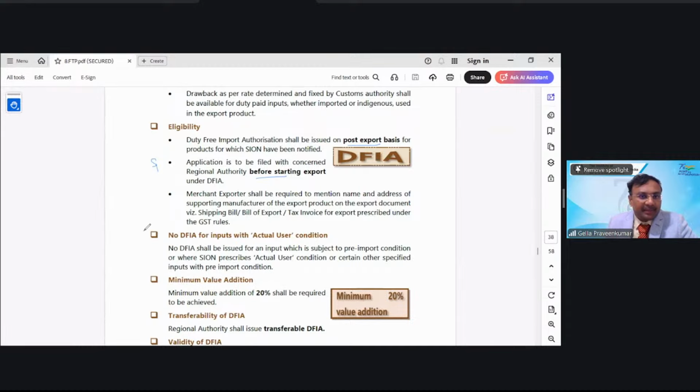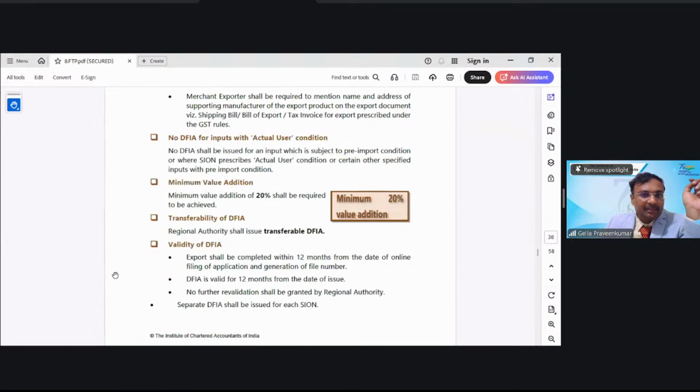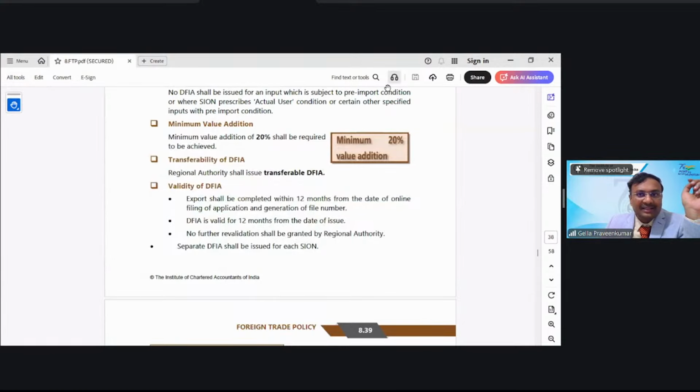No DFIA is available if there is an actual user condition in SION. That means to say, those goods you have imported, if those goods are subjected to actual user condition, then you are not entitled for DFIA benefit. Minimum 20% value addition. And this particular DFIA, as I mentioned, is a script which is transferable. The script which I'm going to get, I can transfer. I can use it for myself or I can use it for anyone else.